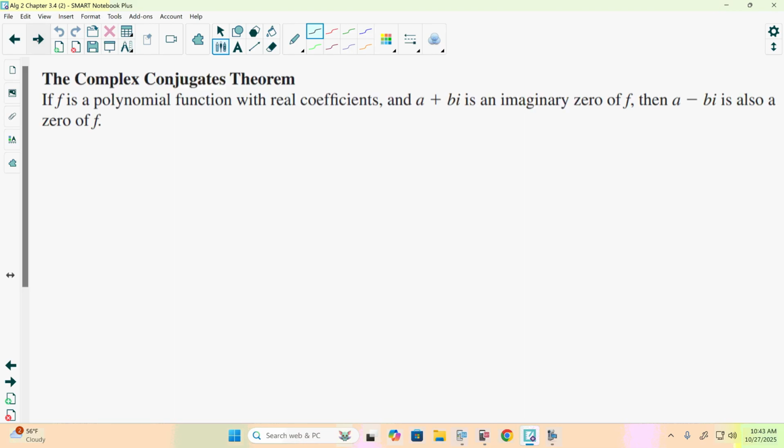Complex conjugates. Complex conjugate theorems is the first thing we're looking at. Now, the complex conjugate theorem states if a real function with coefficients, and a plus bi is an imaginary 0 for that function, then a minus bi is also 0. If we're given a complex number a plus bi, its conjugate is going to be a minus bi. If we're given the complex number a minus bi, its conjugate is going to be a plus bi.